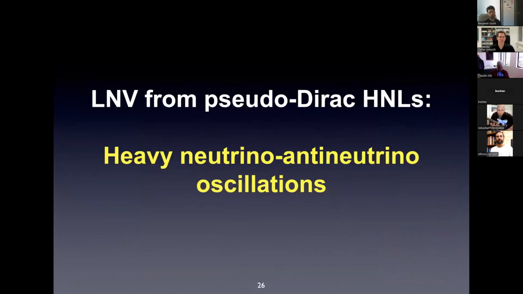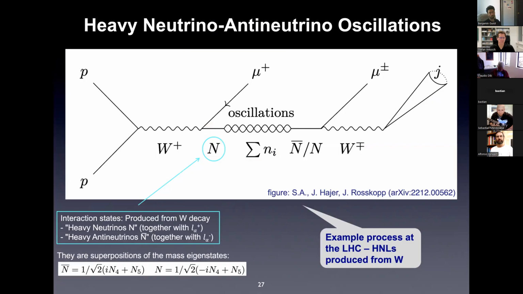All right, so let's now come to the main part of my talk, where I would like to discuss how one can understand lepton number violation for pseudo-Dirac HNLs. This is possible with the phenomenon of heavy neutrino-antineutrino oscillations. So let me first explain what this is.